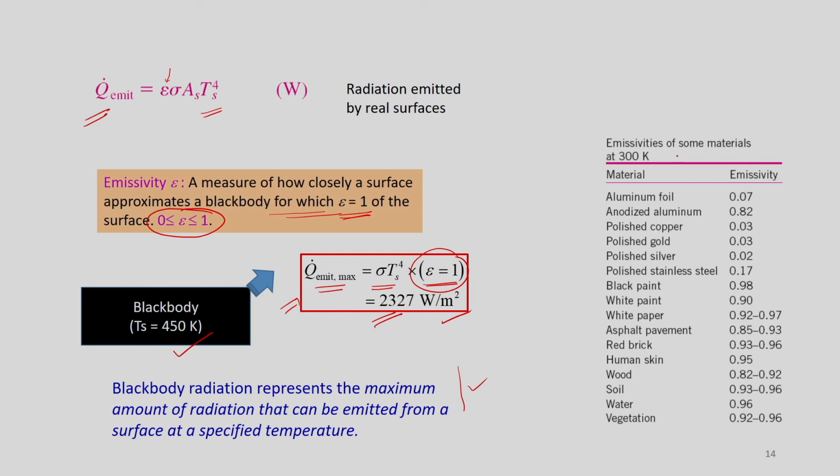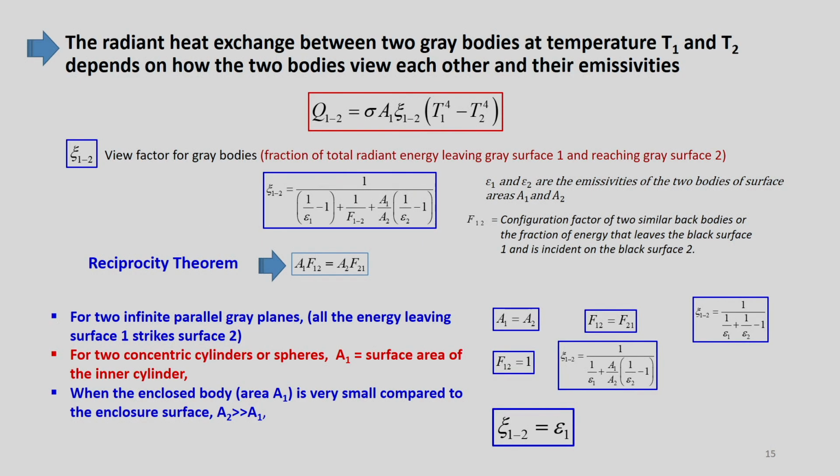This table shows the emissivities of some materials at 300 Kelvin. You can see aluminum foil has 0.07, and wood has 0.82. So, we can compare the emissivities of different materials and select which one is best for our application.